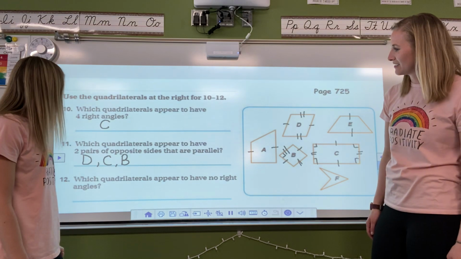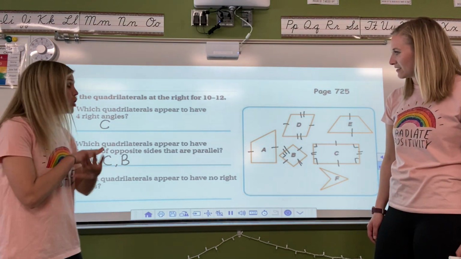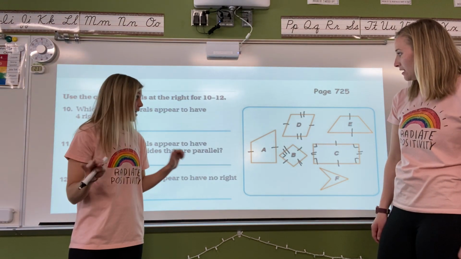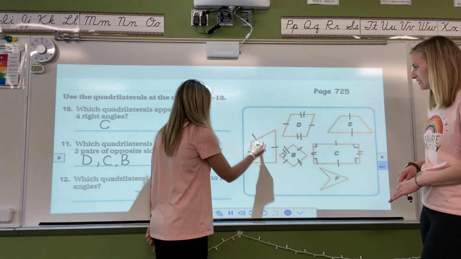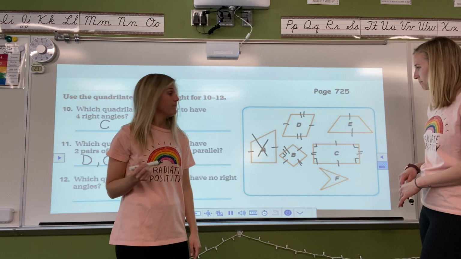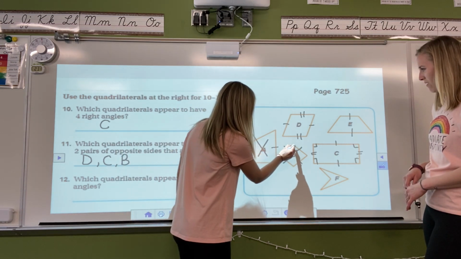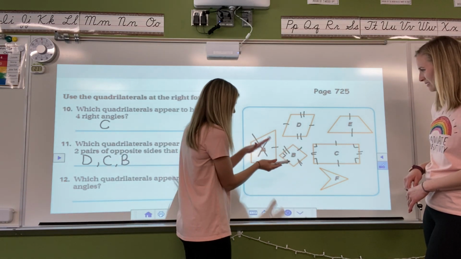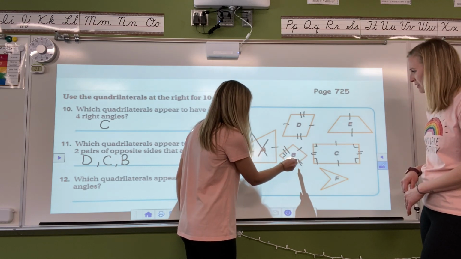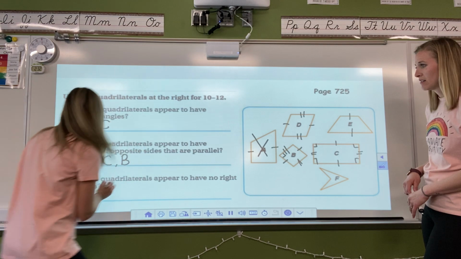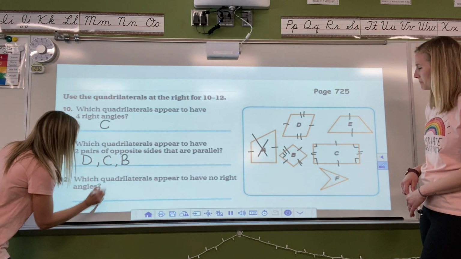Number 12 says, which quadrilaterals appear to have no right angles? So none of the angles can be right angles. Well, I see a right angle here and a right angle here, so I know it can't be A. Let's move to B. Well, this is acute. That one looks a little bit obtuse. Obtuse. Acute. No right angles in B, so I would write B.